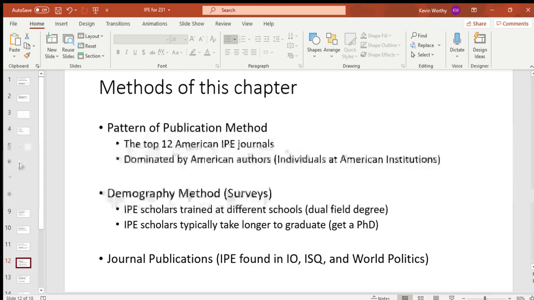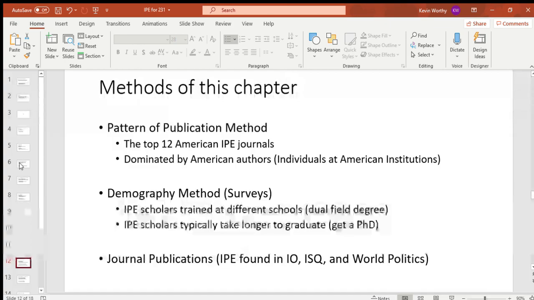The other thing we're going to talk about is demography, right? What is the race and the sex and the age of all of these scholars? And we know that IPE scholars are trained at different schools. Some schools have a dual degree field, so you can get a combined economics and political science degree. There are very few schools that do that. And IPE scholars, instead of taking 4 or 5 years, take 6 or 7 years to get their PhD. At a high level, at the Ivy League, it's normally 4 years, and IPE scholars, even at these Ivy Leagues, are taking a little longer. But once they're done, they're more likely to get hired.